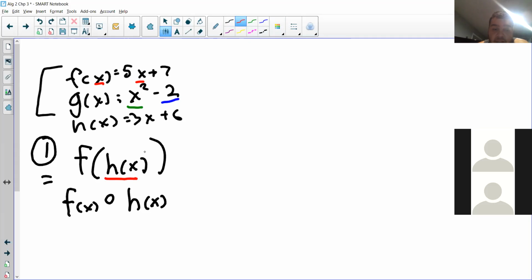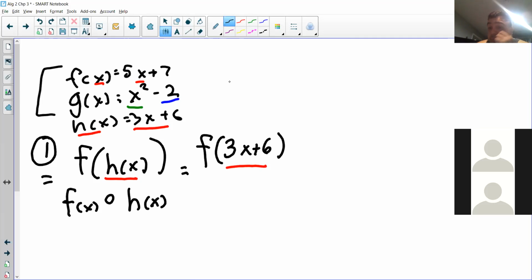So for example, h of x, we know what h of x is, by the way. We know h of x is 3x plus 6. So my first step is I'm going to replace h of x that's inside here with 3x plus 6 because they're both equivalent to each other. So I could substitute whatever's equivalent to each other. Now remember the rule. Anything inside the f of x, I could replace the x with.